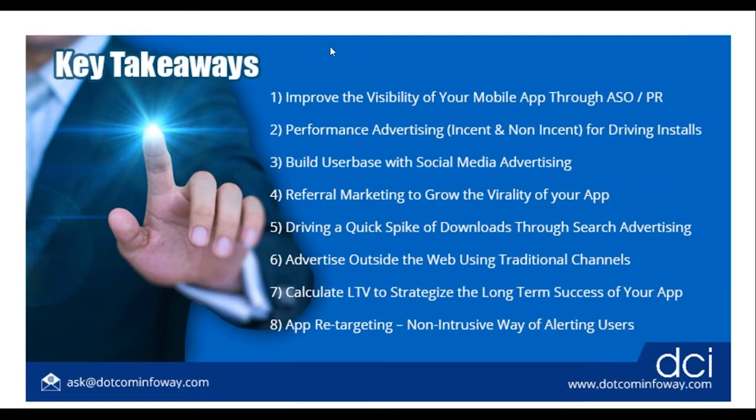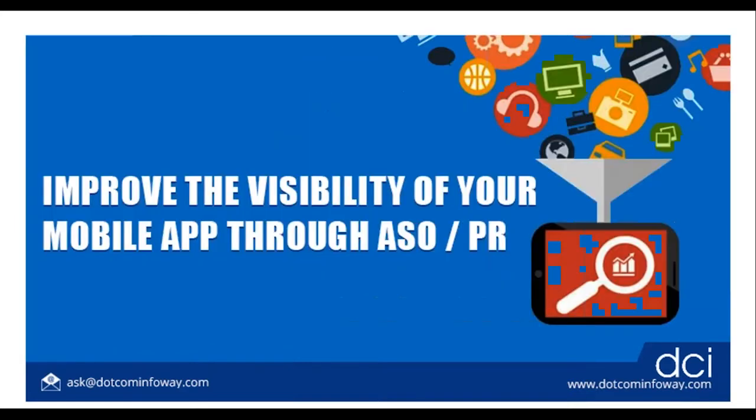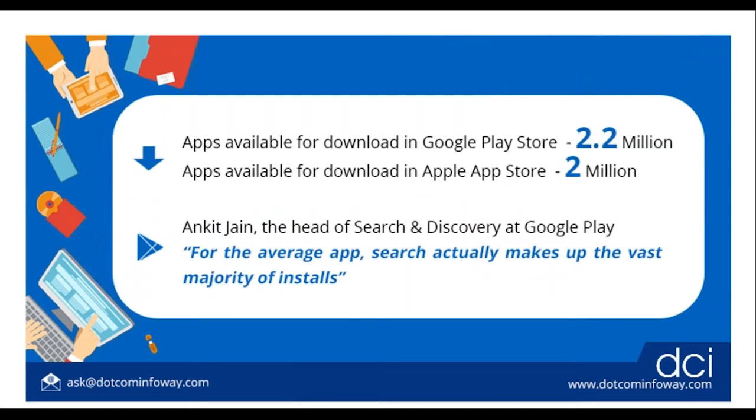So improving the visibility of the mobile app through ASO and PR. That is what we have in hand right now. Here are some interesting stats you would have already known about the importance of search in the App Store. ASO is the key to make your app discoverable in the App Store. Since you are battling with about 2.2 million apps in the Google Play Store and 2 million apps in the Apple App Store, it's essential to make your app searchable.